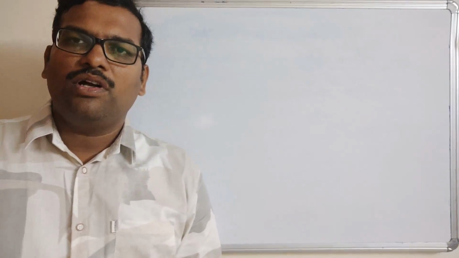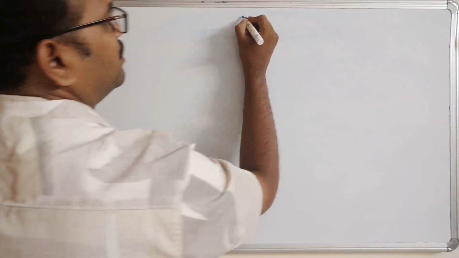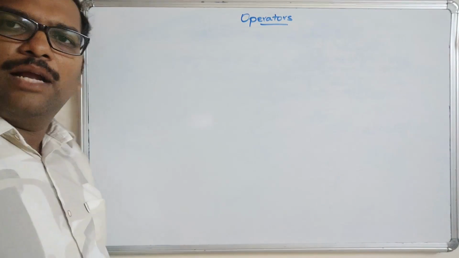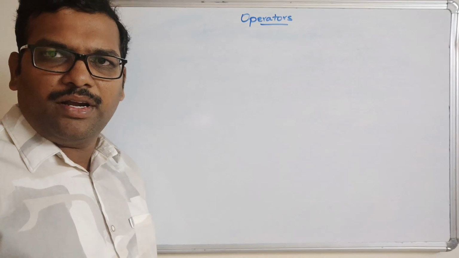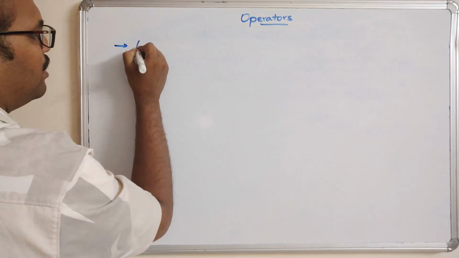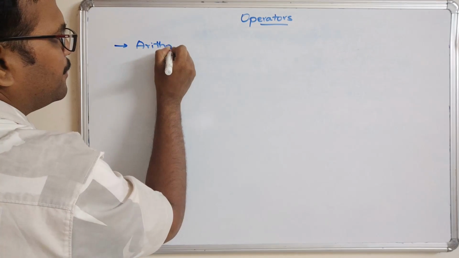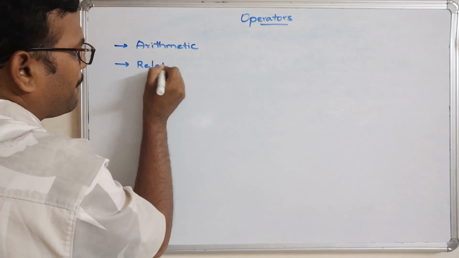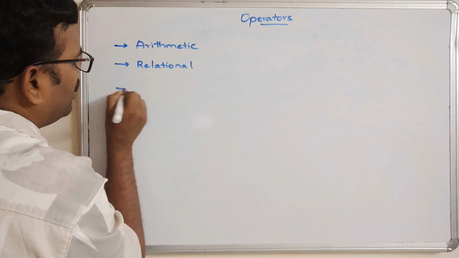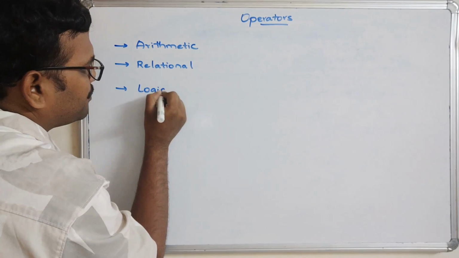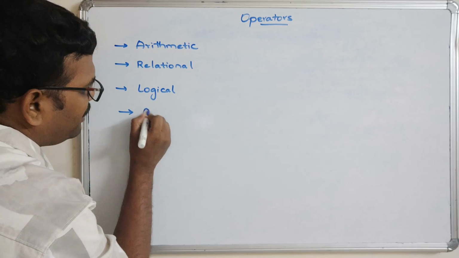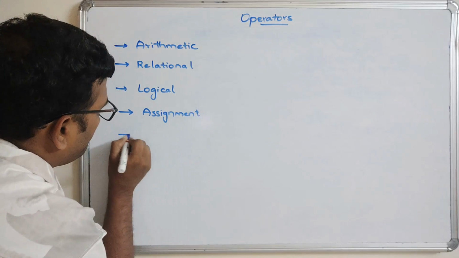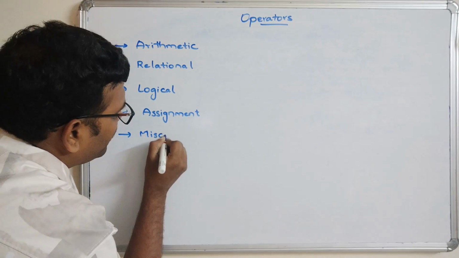So today we'll see one more concept in R programming, that is operators. R programming supports different kinds of operators. We will see the first one, arithmetic operators, relational operators, logical operators, assignment operators, and miscellaneous operators.